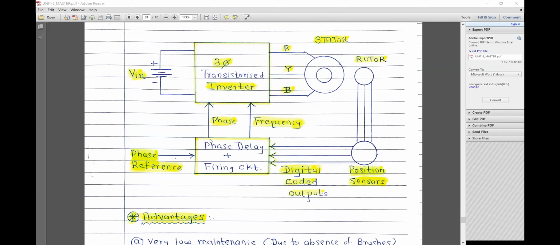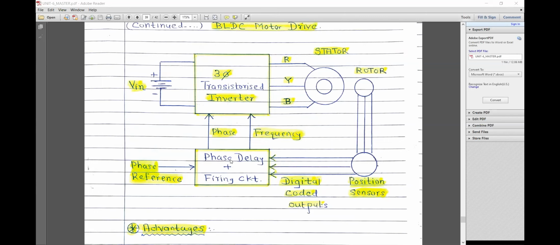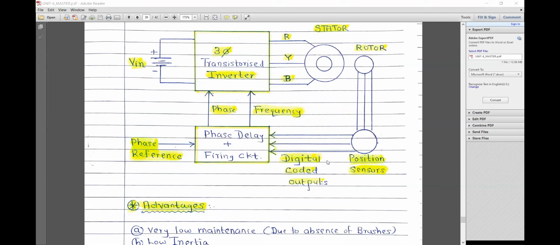Whenever there is an error in the rotor position, the digital coded outputs change, and accordingly the firing circuit will change. Is it clear? Any doubts about the BLDC motor drive? It's very simple. DC to AC, then the Hall effect sensor senses the outputs, and accordingly the phase and frequency of the inverter is changed. Is it clear?